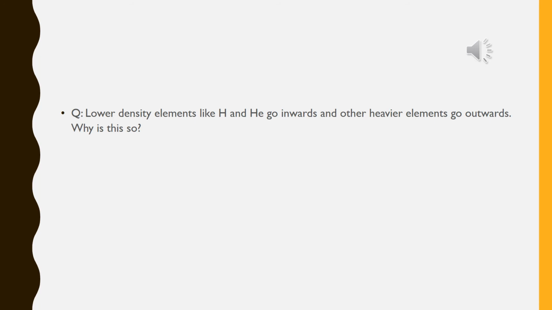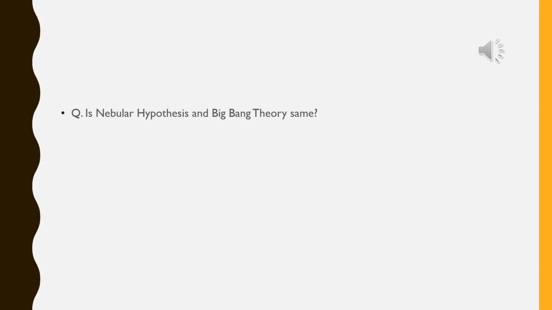When the mass at the center of the nebula gradually increased and the nebula started contracting, the angular momentum increased and a centrifugal force came into play. This centrifugal force is responsible for objects and gases of different densities rotating in different orbits, and for lower density elements like hydrogen and helium going inwards and heavier elements going outwards. No, they are not the same, as I have already discussed at the start of this video.